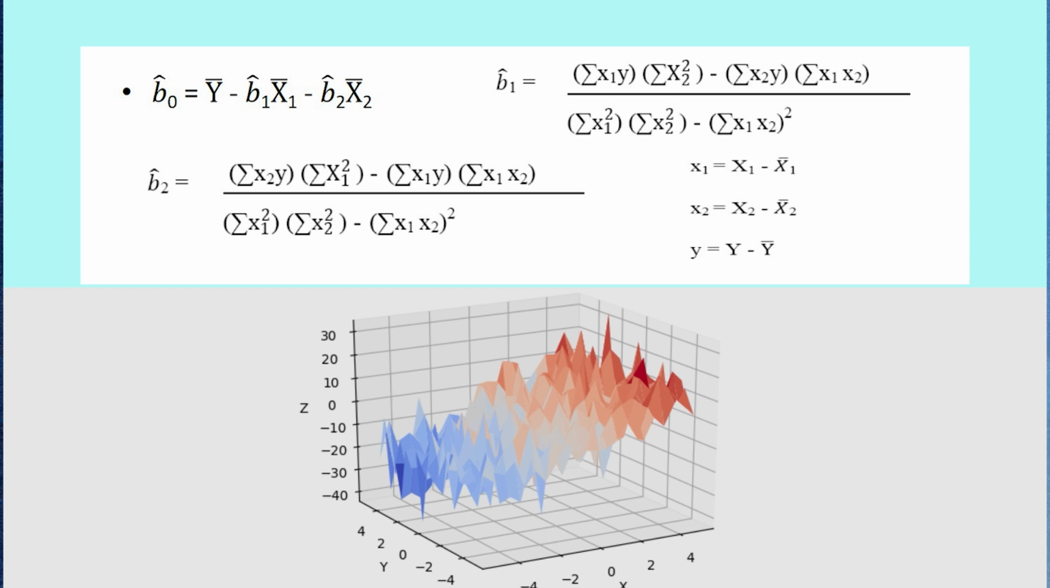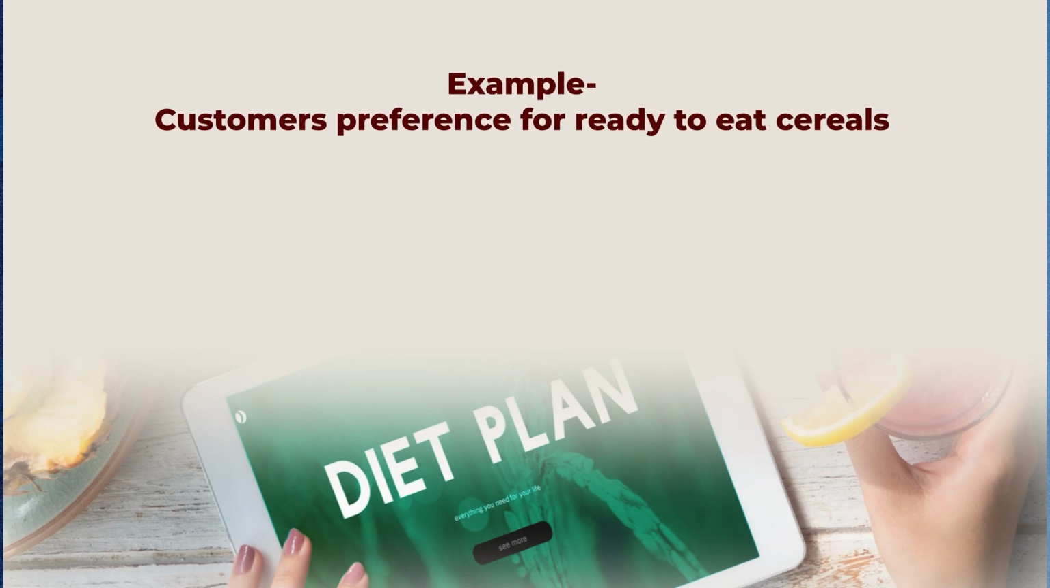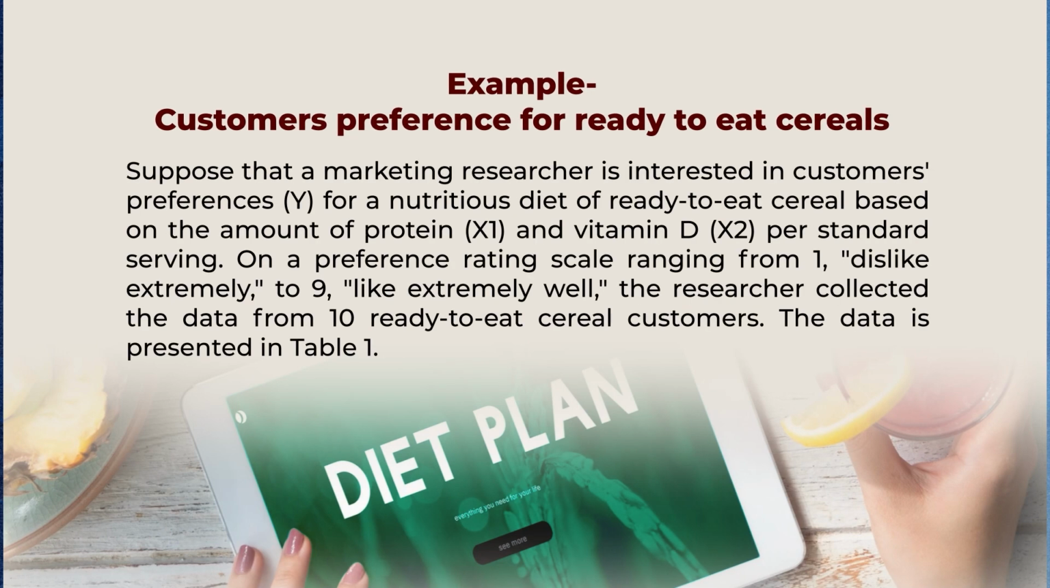So, after providing an overview of the regression model's underlying assumptions and the formulas we can use for estimating b0, b1 and b2, let us take a numerical example to help make the concept clear. Suppose that a marketing researcher is interested in customers' preference, the dependent variable, denoted as Y, for a nutritious diet of ready to eat cereal based on the amount of protein, say x1, independent variable, and vitamin D, say x2, independent variable per standard serving. So, here there are two independent variables, one is protein x1 and the other is vitamin D x2.